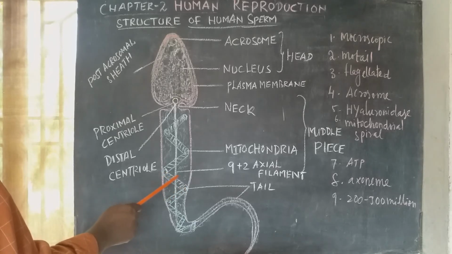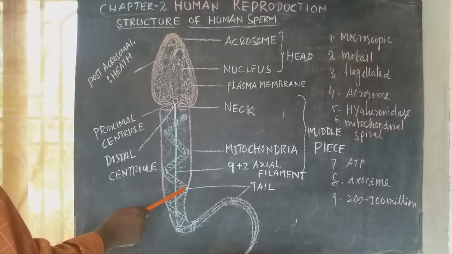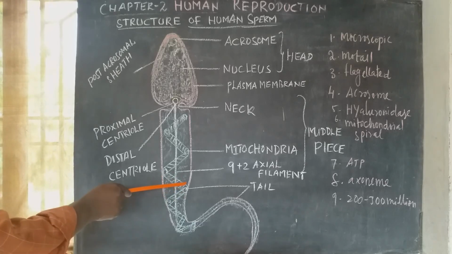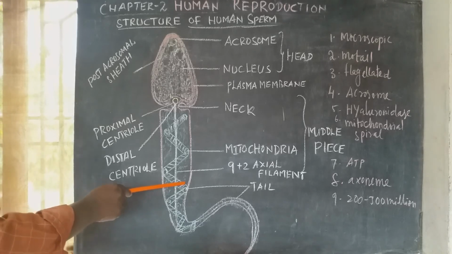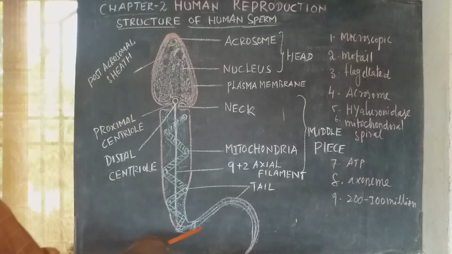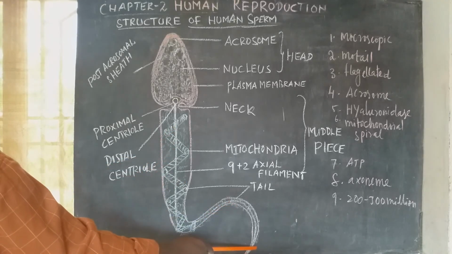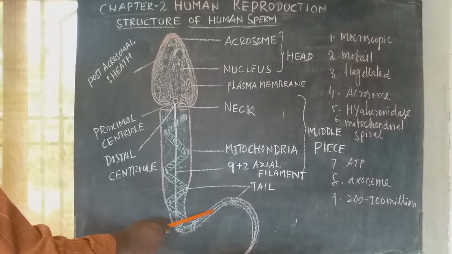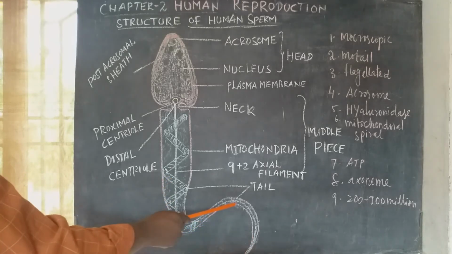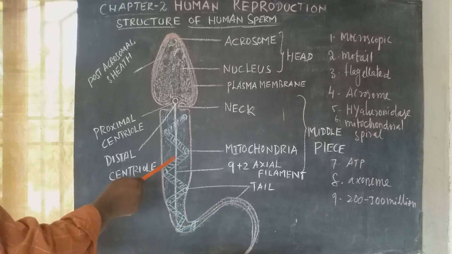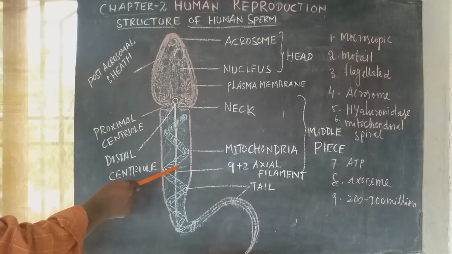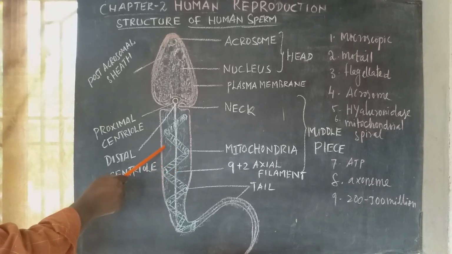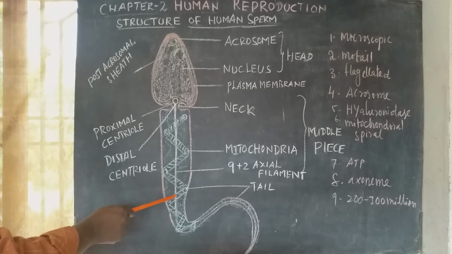So the mitochondria give only what? Energy in the form of ATP, adenosine triphosphate, which gives the energy for the sperm. The tail is the longest part of the sperm, slender and tapering and pointed. It is formed from the central axial filament, otherwise called the axoneme. Very important question: axoneme. The outer protoplasmic sheath covers it.